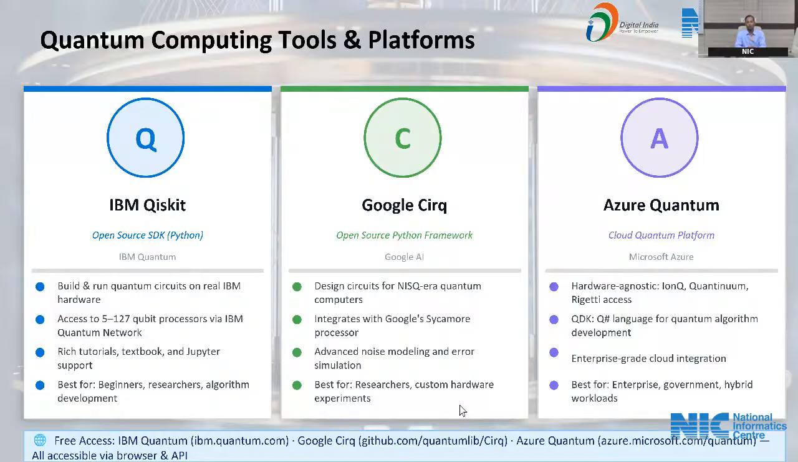Then Google is providing Cirq. Again, it is open source. Circuits can be designed using this and run on Google's processors, Google's Sycamore processor. And Azure Quantum is also there. We can have hardware agnostic frameworks. All those can be used.